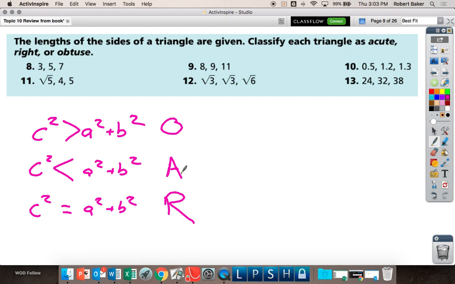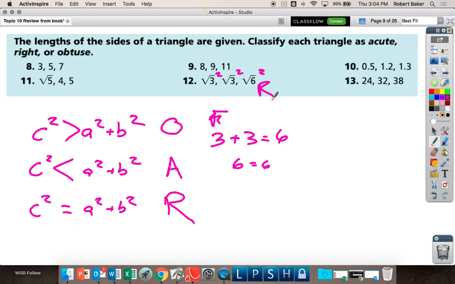So number 12 is kind of weird because you have to do the square root of 3 squared plus the square root of 3 squared and then compare it to the square root of 6 squared. Well, I'll just square them. The square root of 3 squared is 3. The square root of 3 squared is 3. The square root of 6 squared is 6. It's a right triangle.